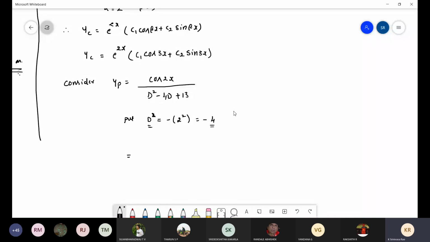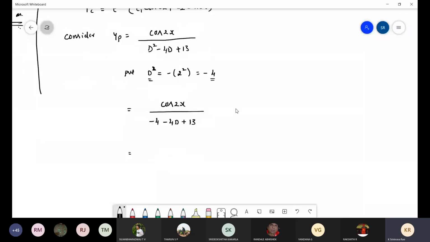So this gives cos 2x divided by D square, which is minus 4, minus 4D plus 13. That is equal to cos 2x by minus 4D. I will write first, because minus 4 plus 13, what does it give? 9. Plus 9. Is it right? Plus 9.